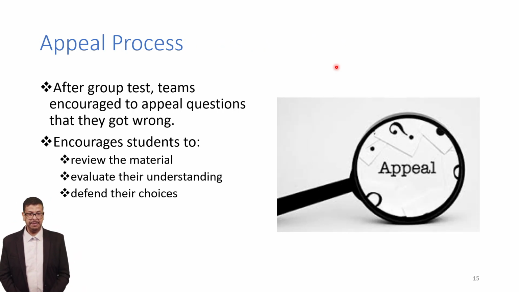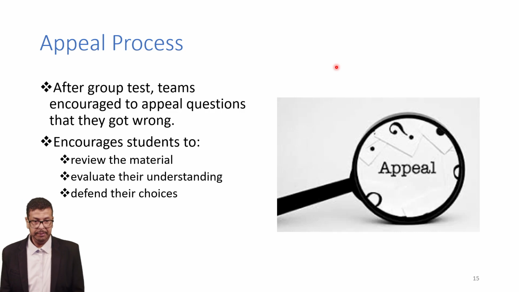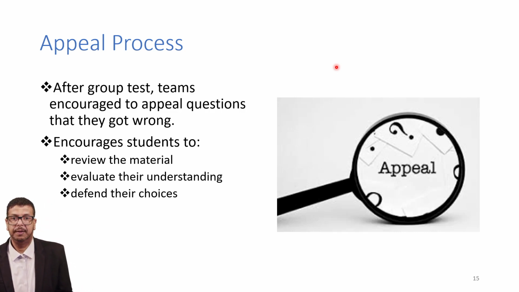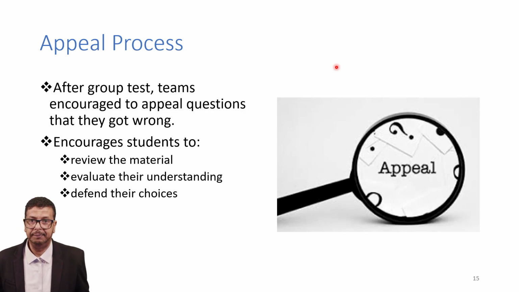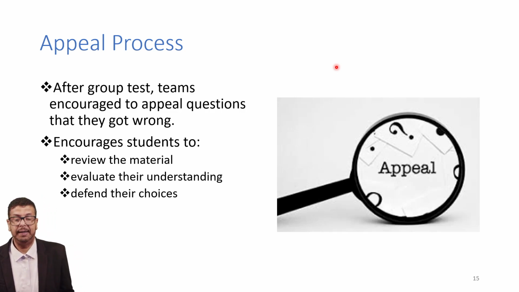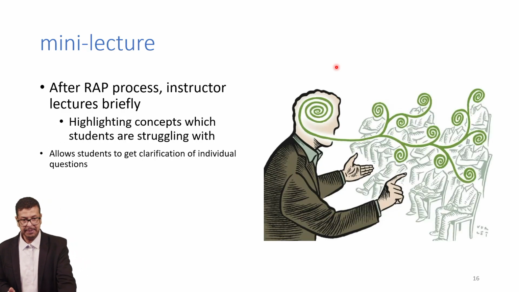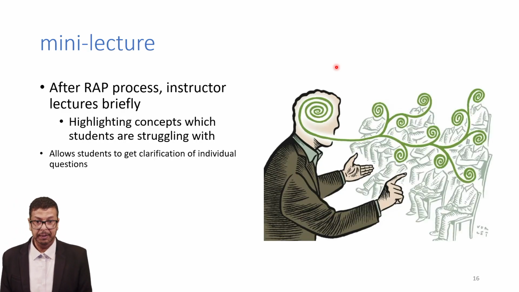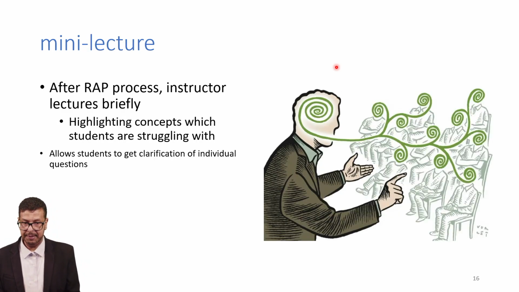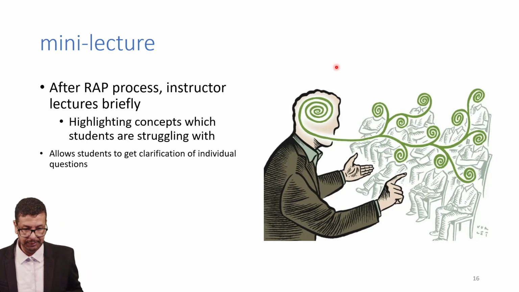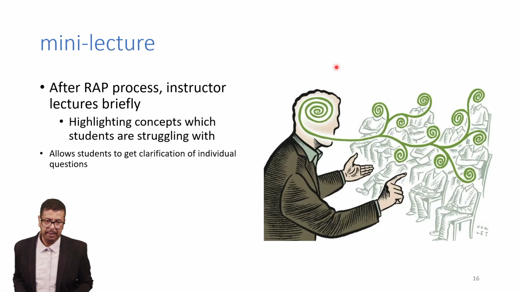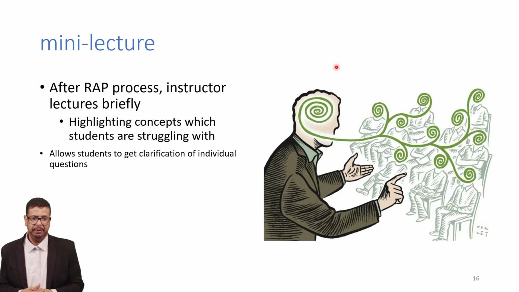After the group test, the TRAT, teams are encouraged to appeal for the questions that they got wrong. This encourages students to review the material again, to evaluate their understanding, and to defend their choice. Following this appeal, you receive mini lectures, and they are not like classical lectures. It's only highlighting the concepts that you struggle with. So there is no repetition here, and it allows you to interact and to get clarification of the questions.